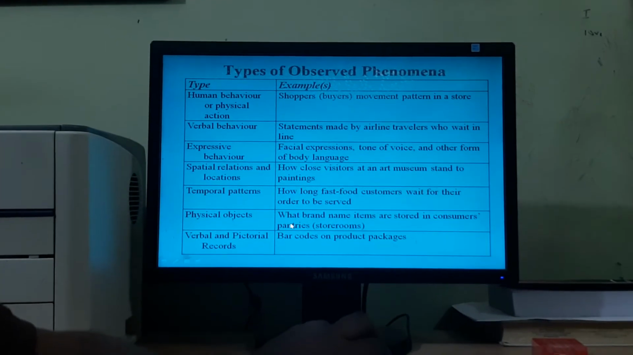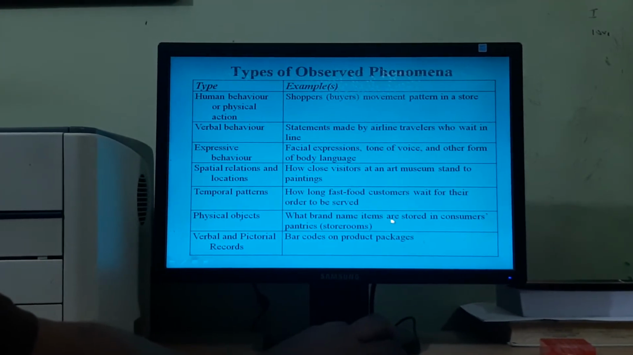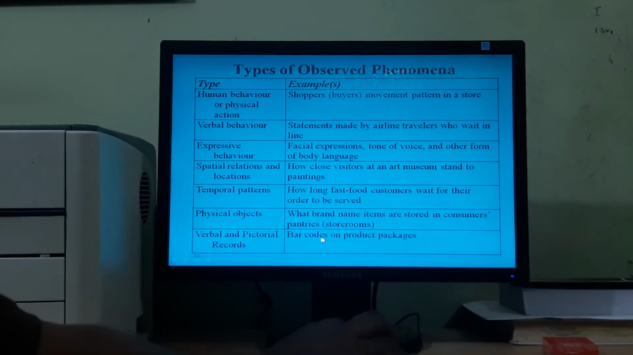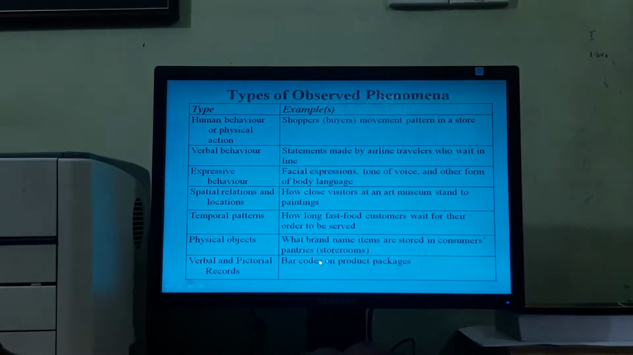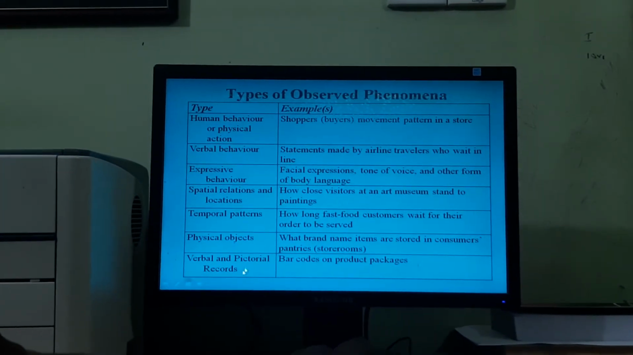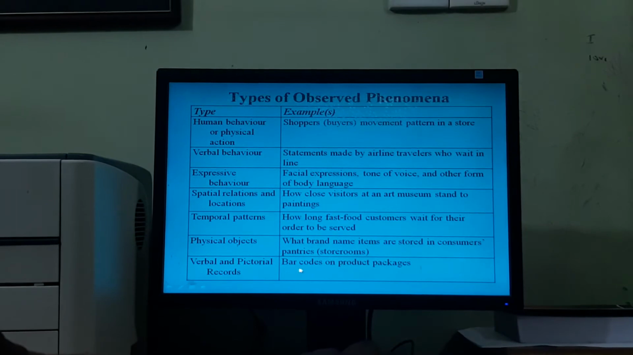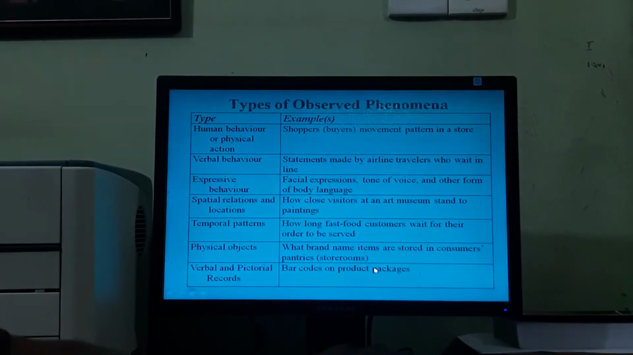Physical objects, for example, what brand name items are stored in consumers' pantries or storerooms. And verbal and pictorial records, for example, barcodes on product packages.